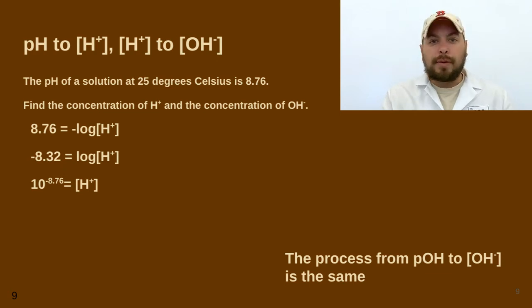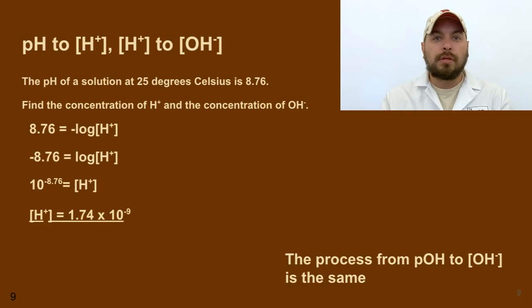Once I do that, 10 to the negative 8.76 gives me 1.74 times 10 to the negative 9th. And 10 to the log of the concentration of H plus cancels out that log, and we end up with just the concentration of H plus. So the concentration of H plus is equal to 1.74 times 10 to the negative 9th.